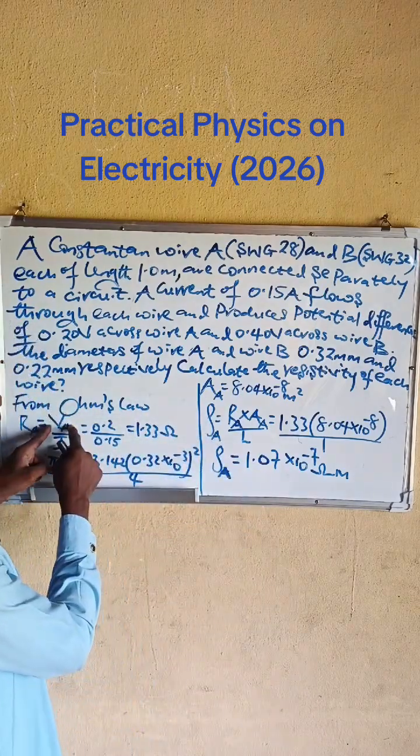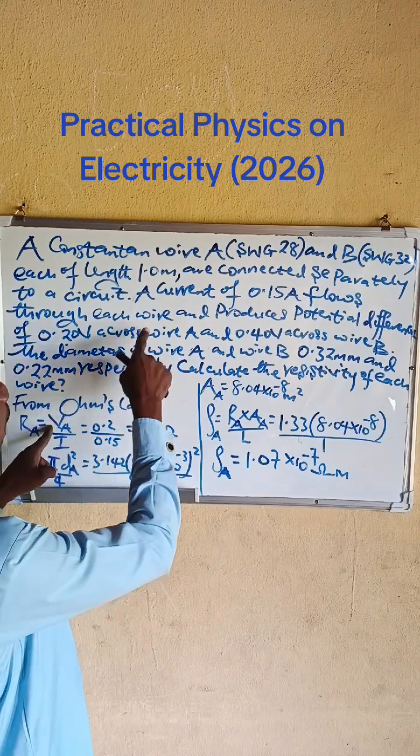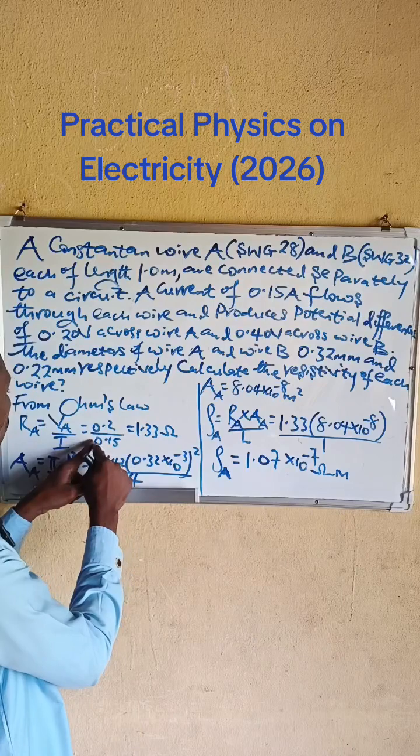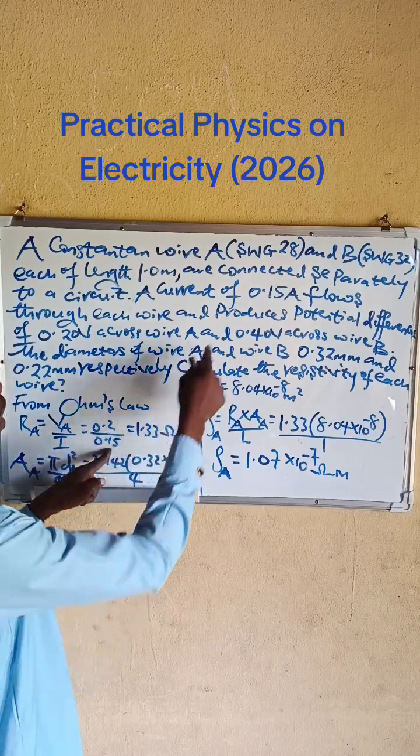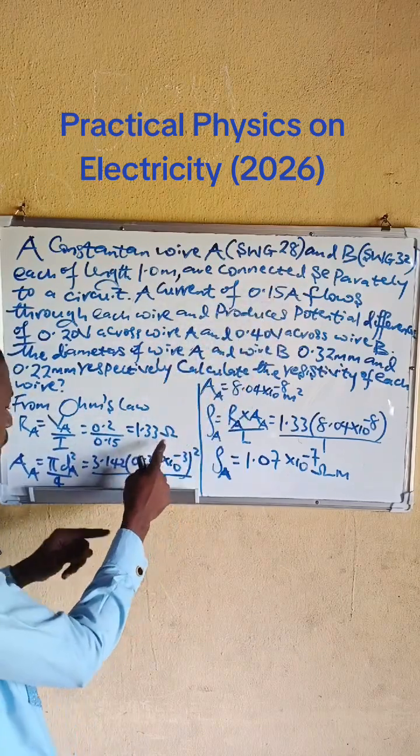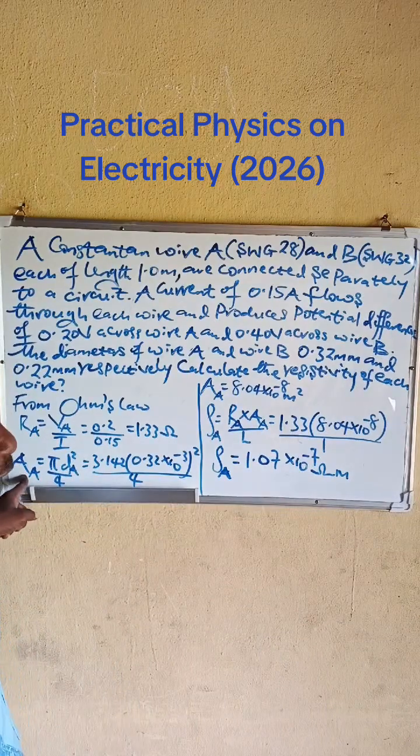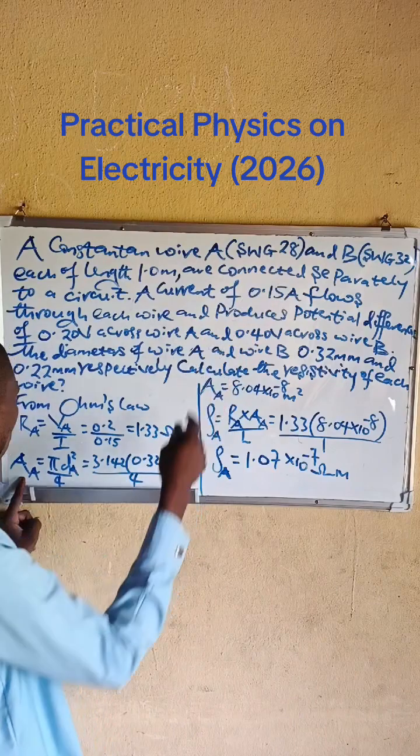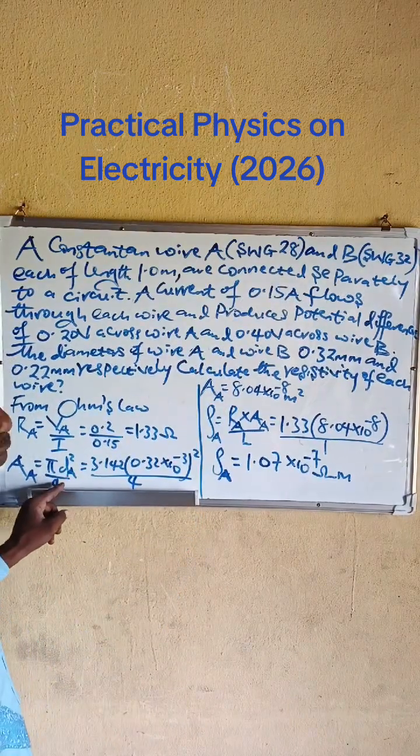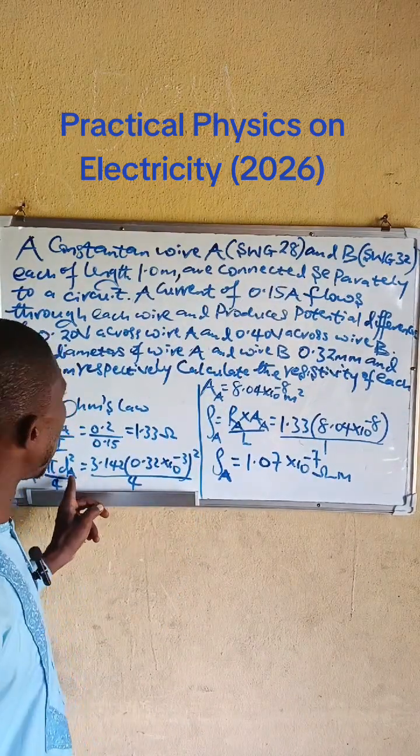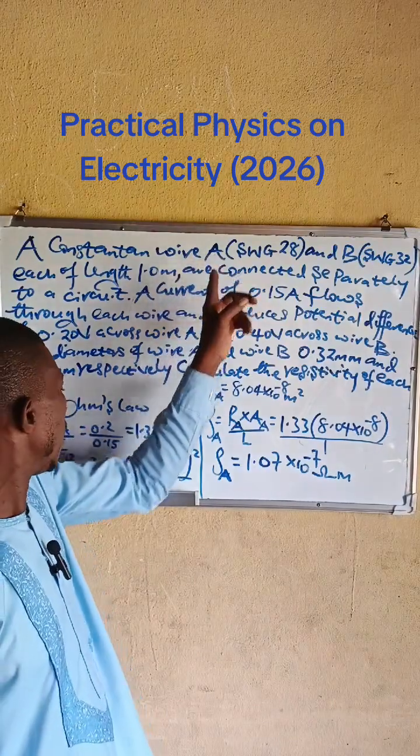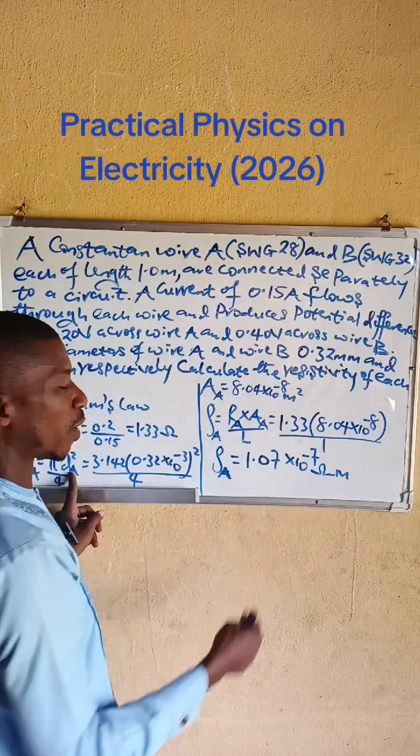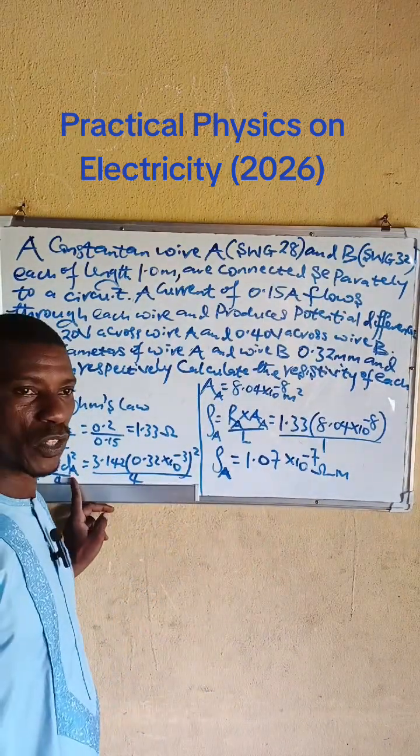So we have VA, the voltage across wire A. The voltage across wire A is 0.2, so 0.2 over current, which is 0.15, gives me this. Next, the area of this wire is given as pi d squared over 4. I put A here because it's wire A. If it is wire B, I'll put B here. So I'm dealing with wire A, that's why I put A here.